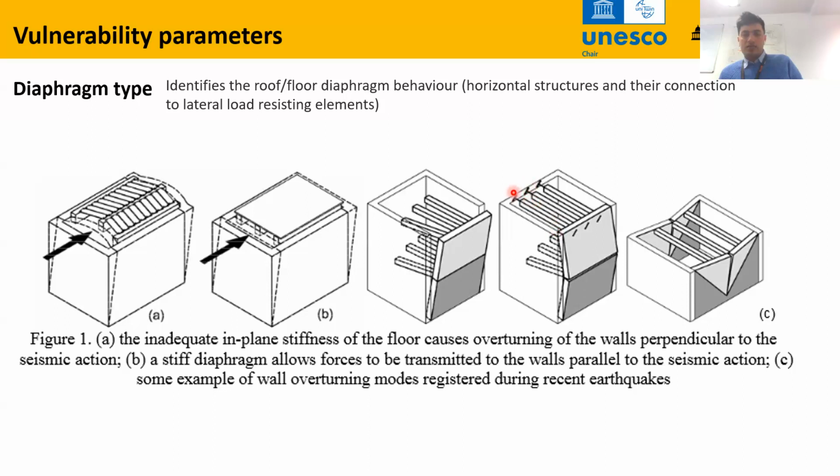Here, at the top, the horizontal structures are properly connected to masonry walls. However, at this first floor level, the floor is poorly connected. Therefore, this type of failure mode. And here, there is proper diaphragm action. However, although it has more resistance, it ultimately fails, but it requires a lot of horizontal action for this failure to occur.